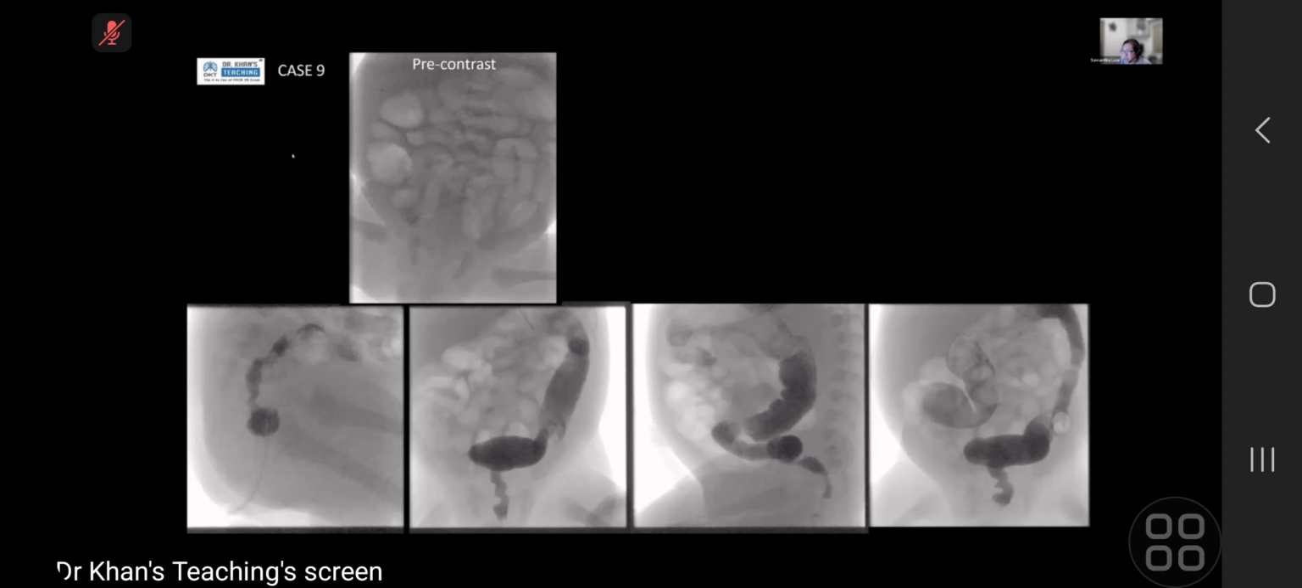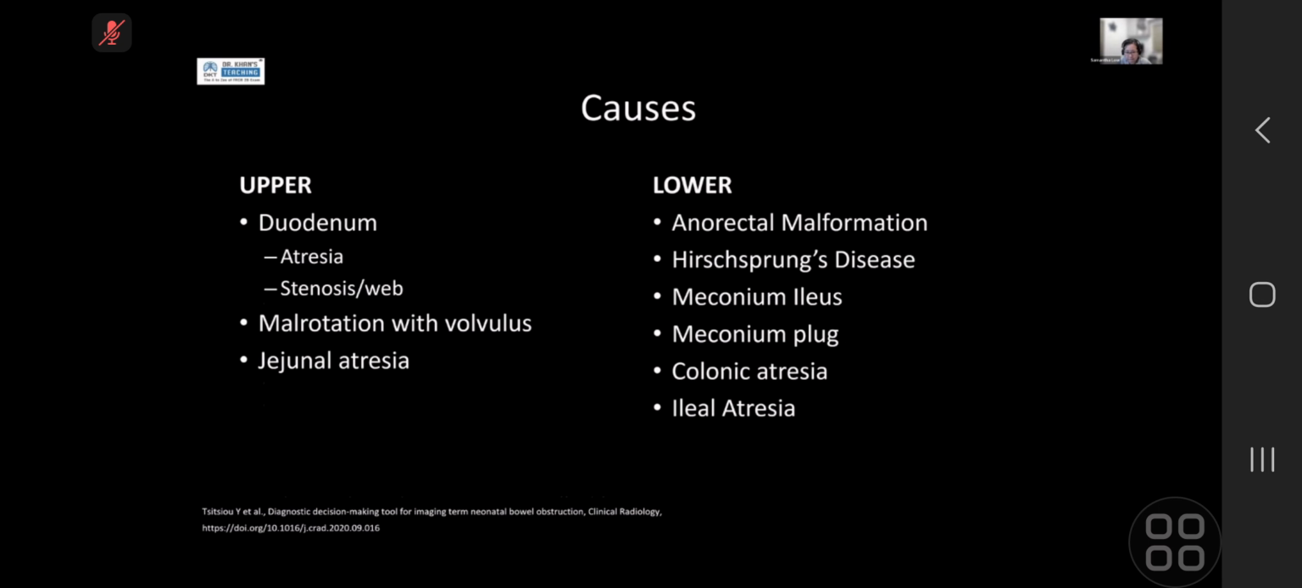Any images of colonic atresia? No, I'm sorry, I do not have any images of colonic atresia here. Slides on causes. Hang on. Okay, so that's the slide on causes.